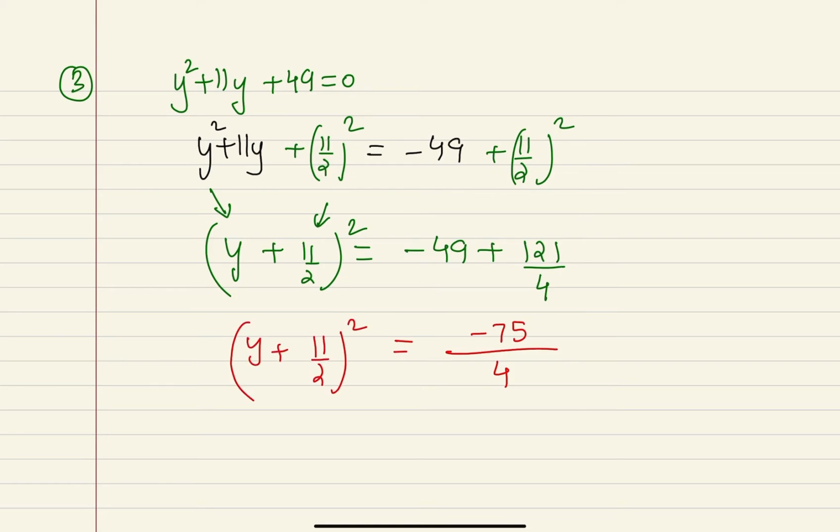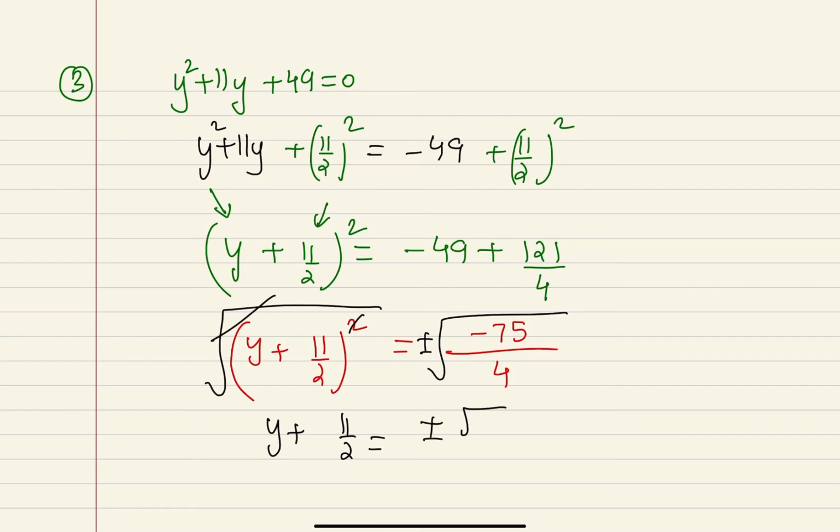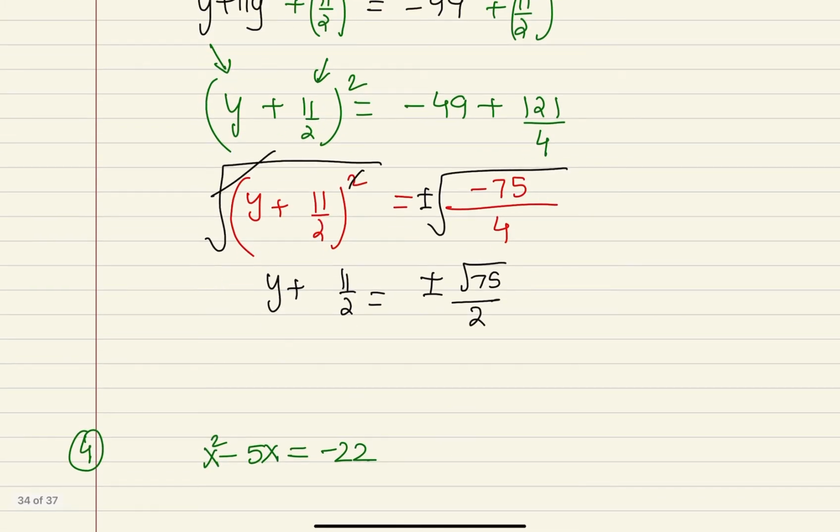It's time to take square root on both sides. When we take the square root, we always add plus minus in the front. So left hand side, square root and square cancels. Right hand side, we are left with plus minus square root of 75 divided by 2. Square root of 75 can be simplified. We can think of 75 as 25 times 3, so we can pull a 5 out. Y plus 11 over 2 equals plus minus 5 root 3 divided by 2.